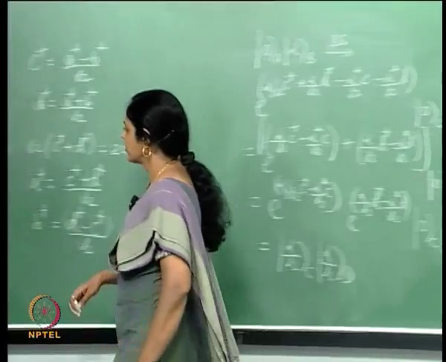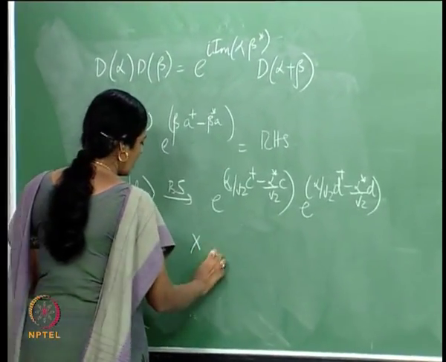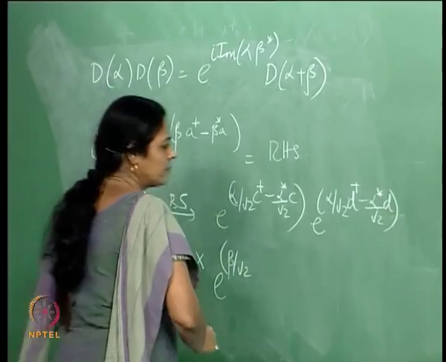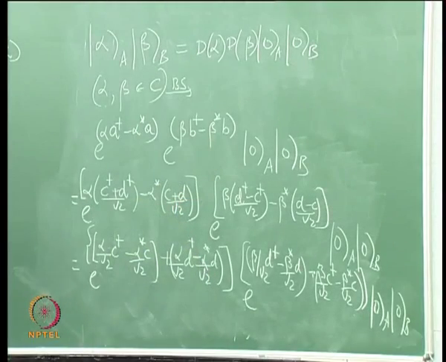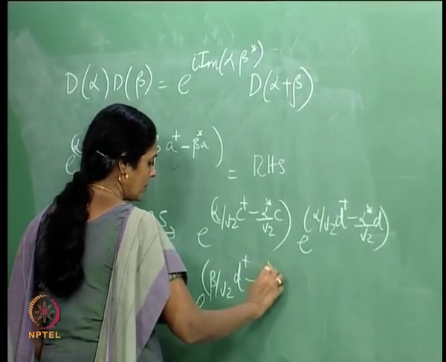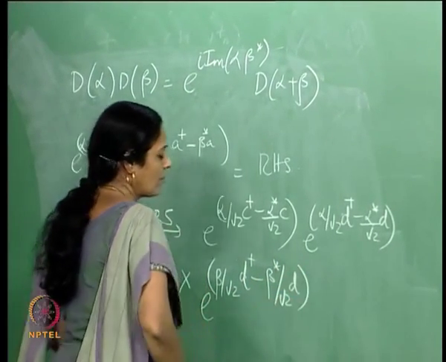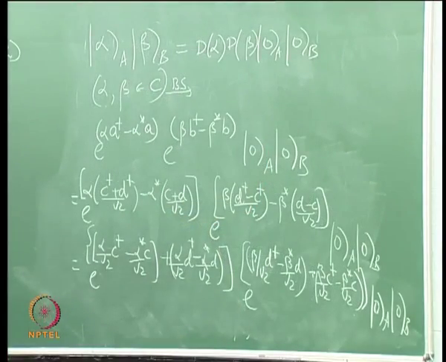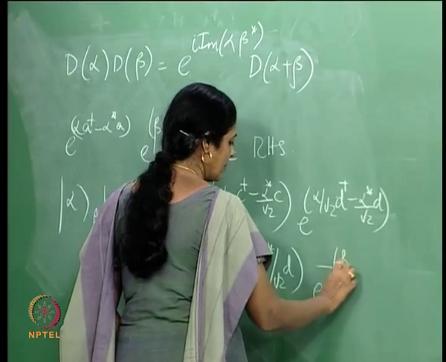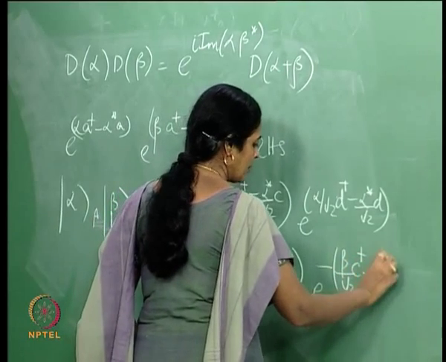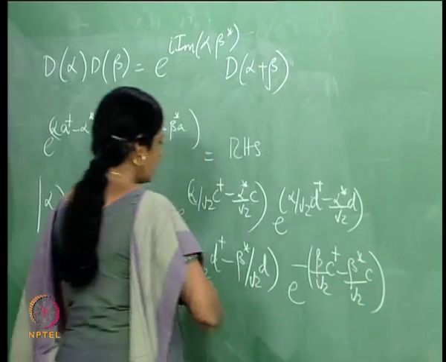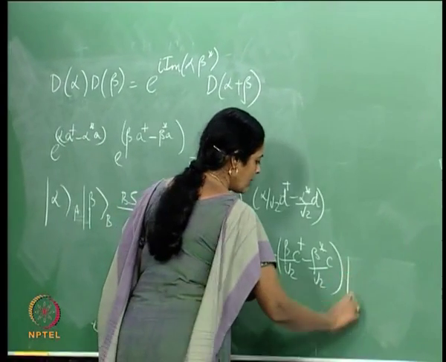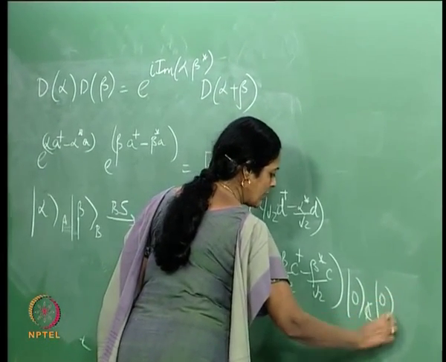Similarly, there I have times e to the beta by root 2 d dagger minus beta star by root 2 d, times e to the minus beta by root 2 c dagger minus beta star by root 2 c. I can well write it in this fashion, acting on 0 c 0 d.